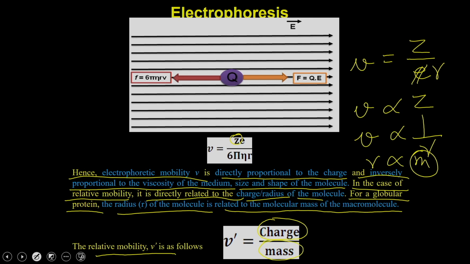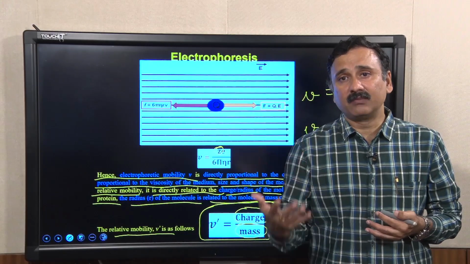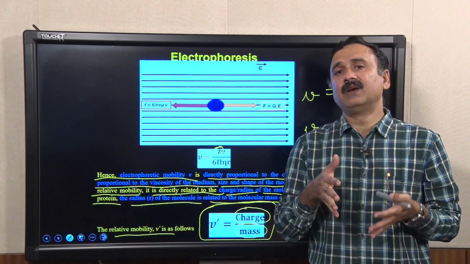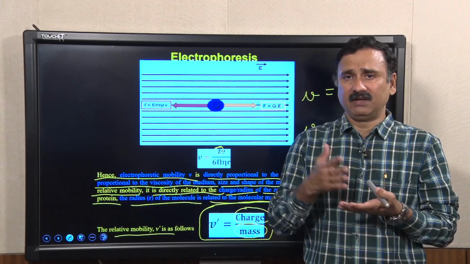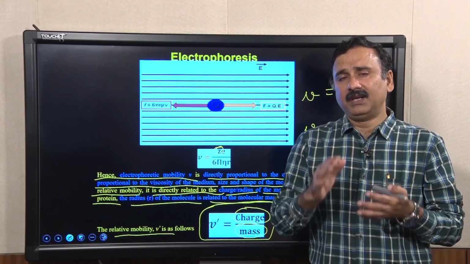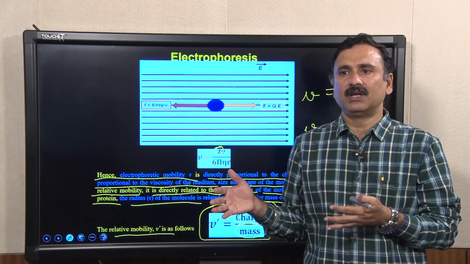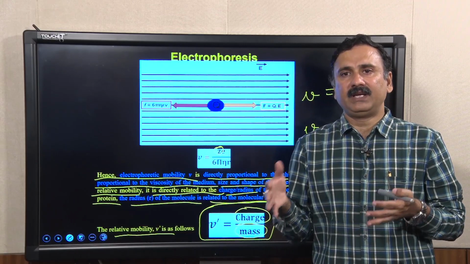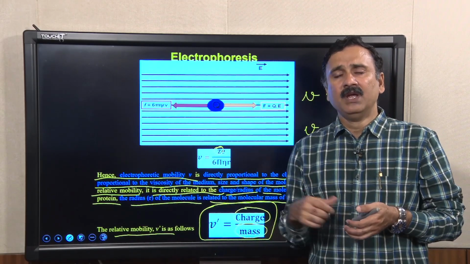So, this relationship between the electrophoretic mobility, the charge and the mass can be exploited to separate different types of molecules, because different molecules are going to have different charges and also different masses. And this is the way people thought that if we resolve the molecules in the electric field, we can separate the molecules utilizing this particular property.